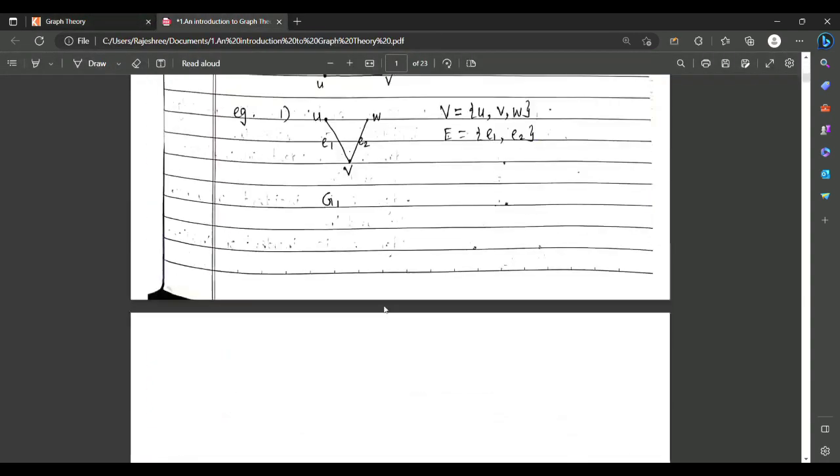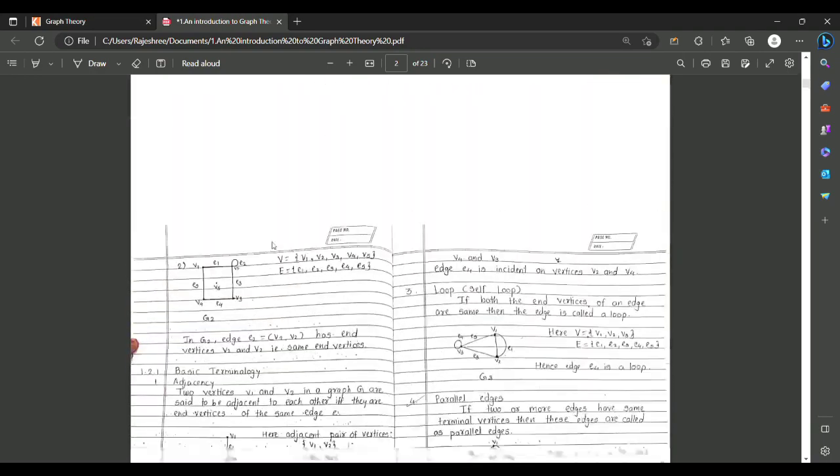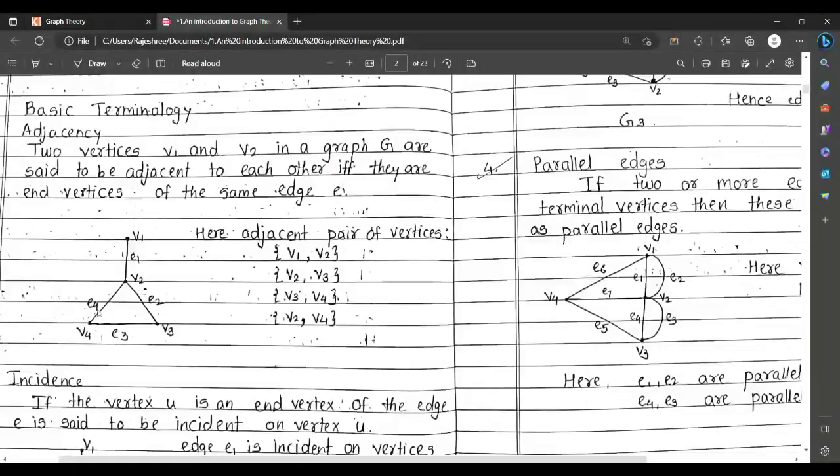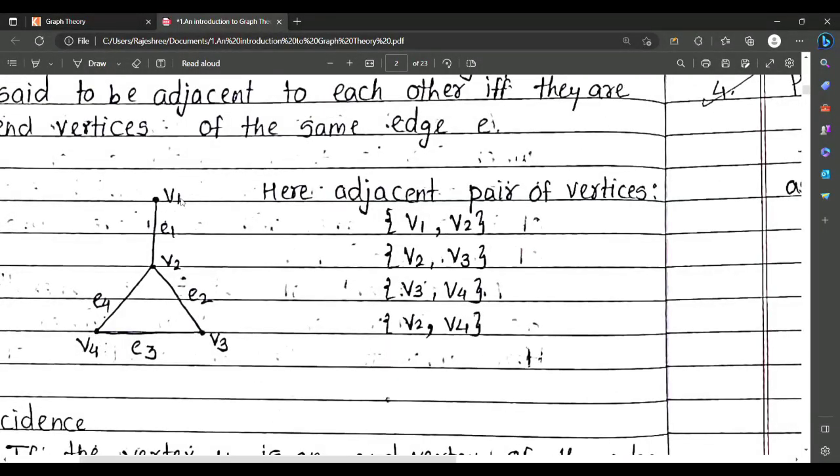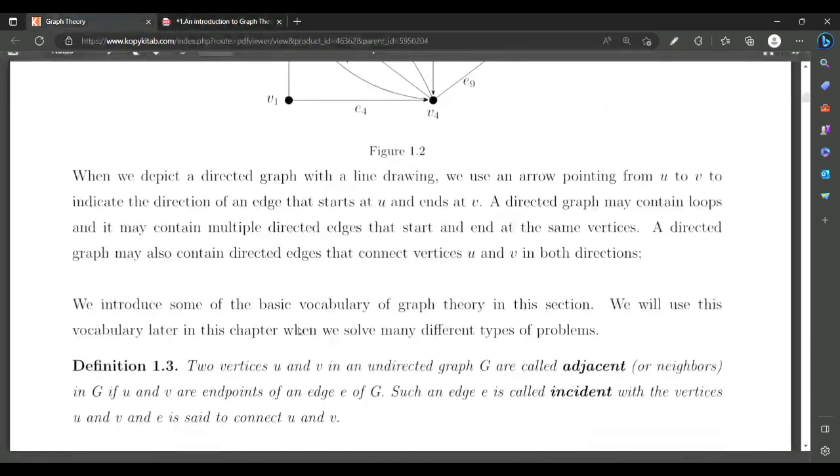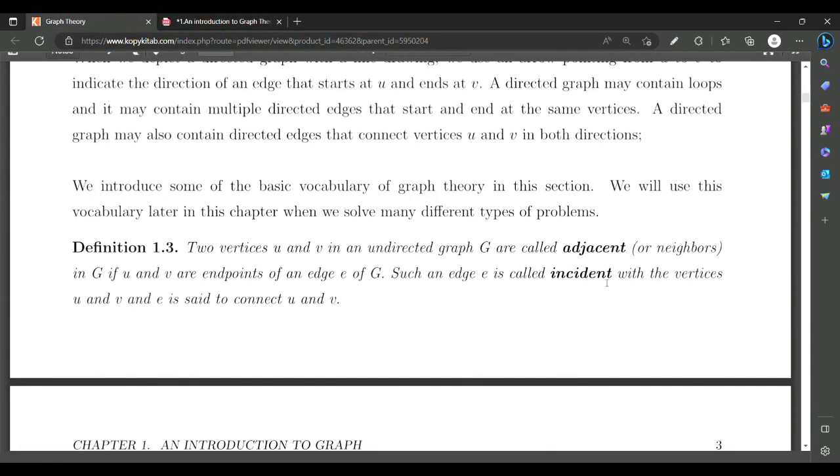Like here we can see another example of adjacent. Here V1 is adjacent to V2, so V1 V2. V2 is adjacent to V4, so V2 V4. And V3 is adjacent to V2, so V3 V2. That's it. Then next, what is incident?